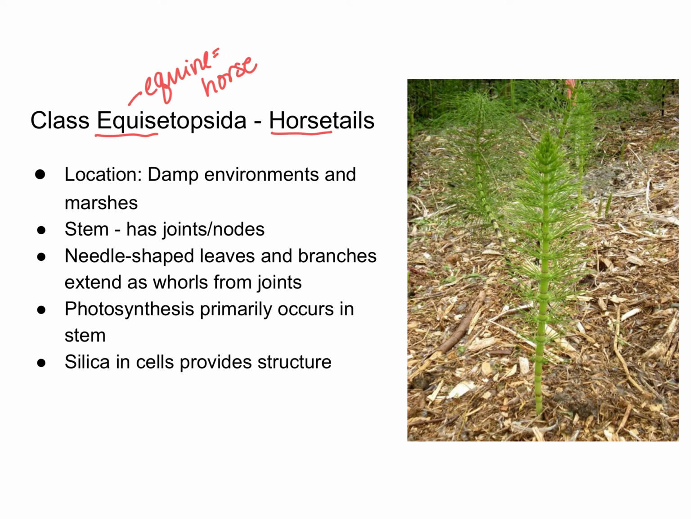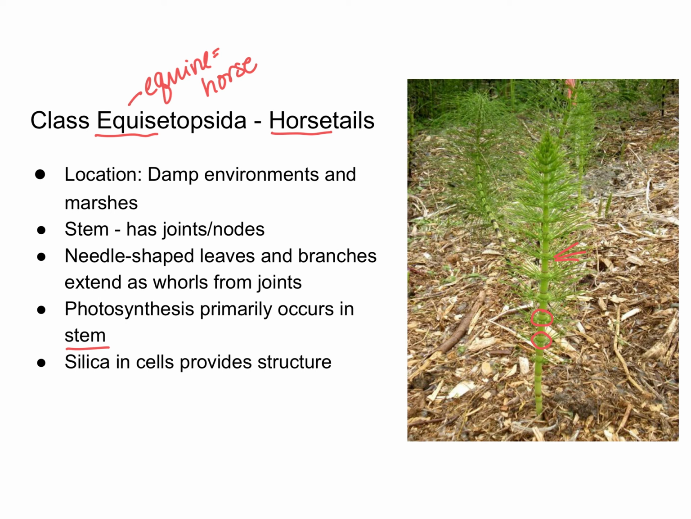These are typically located in damp environments and marshes. When I lived in Florida, the yard was basically just covered in these. They are everywhere in Florida. The stem has these joints or nodes to them, which you can kind of see in the picture here. And then these needle-shaped leaves and branches extend out as these whorls around that stem. And photosynthesis primarily occurs in the stem. So the leaves are very small and needle-like, so they don't have a lot of surface area for capturing the sun.